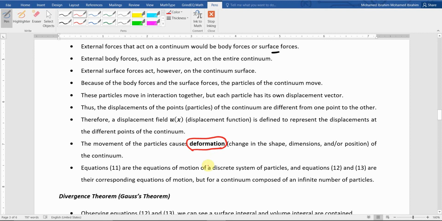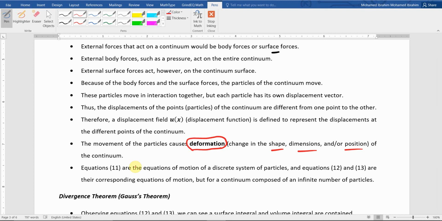But deformation generally is any change in the shape, the dimensions, or the position of the continuum. Because of what? Because of the external force. As I mentioned above, you do have a continuum, you do have a solid material, and you're gonna subject this material to some external forces. This force should do something to this material. This something will definitely be seen as deformation. This deformation would be a change in the shape of the continuum. Because of the external force, the material shape is going to change.